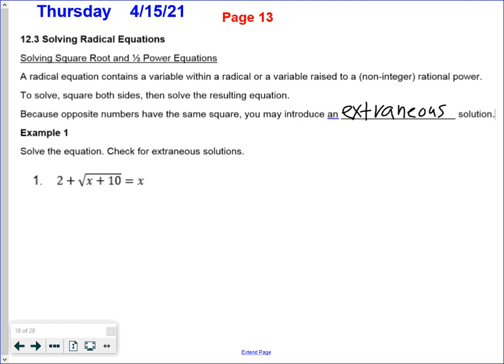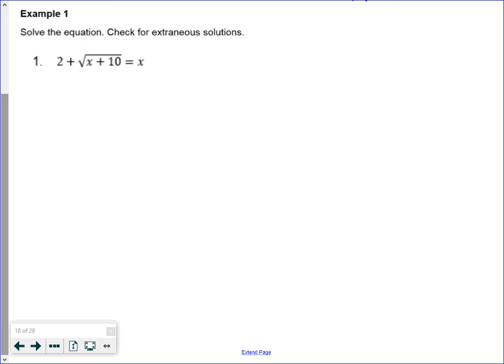So on number 1, we have 2 plus the square root of x plus 10, and that equals x. Whenever we're solving for a radical or a variable underneath a radical, we always want to isolate the radical and let it be by itself. It's just going to make solving it much easier. So we're going to subtract 2 on both sides, and we get the square root of x plus 10 equals x minus 2. And then we're going to square both sides so we can get rid of the radical.